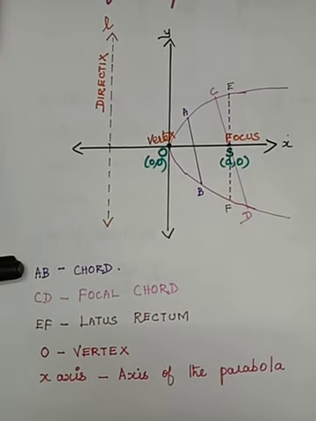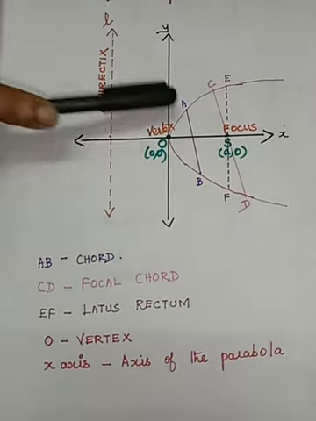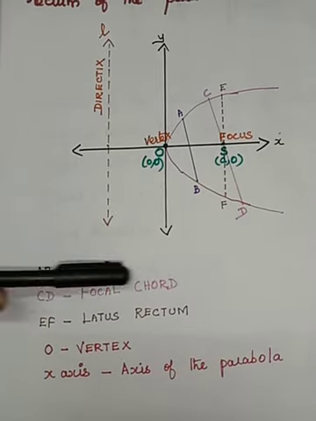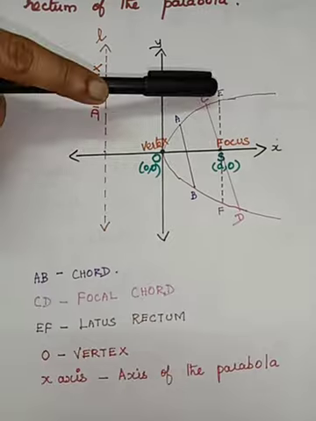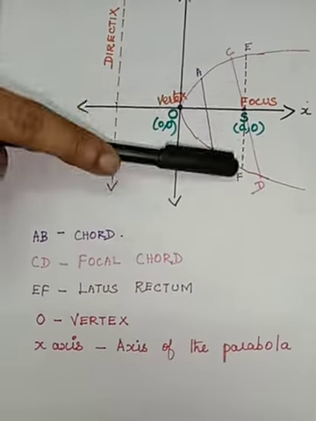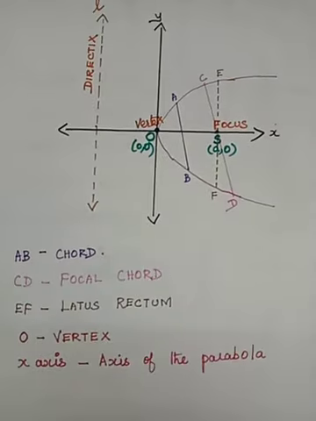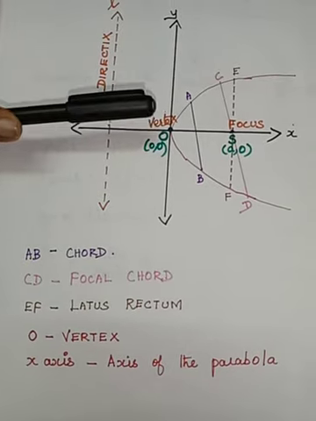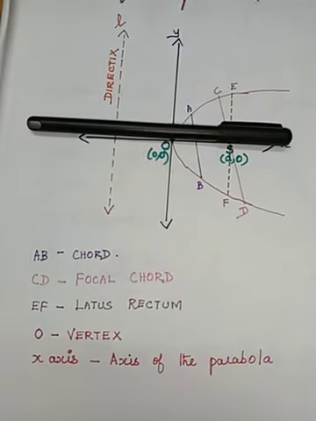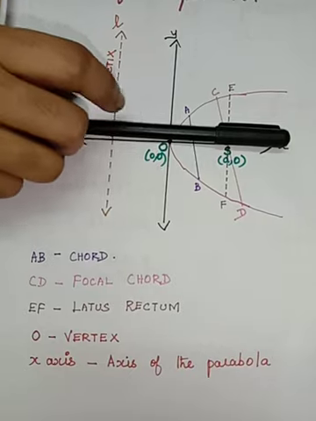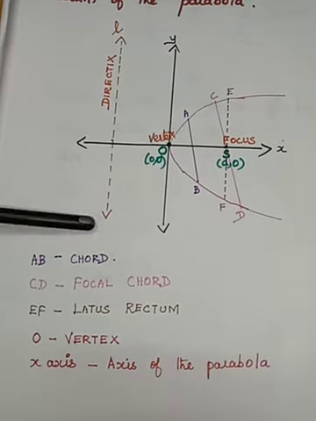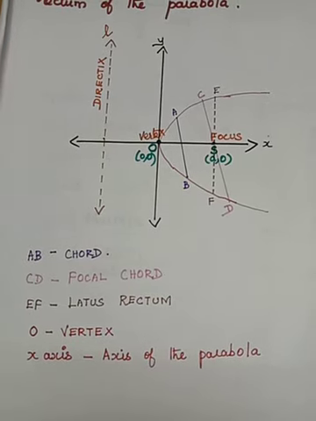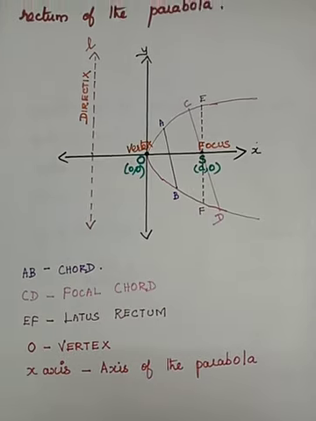See that I have written here, AB is nothing but the chord, and CD is nothing but the focal chord. What is EF? Latus rectum. How is your latus rectum? It's a focal chord which is perpendicular to the axis of the parabola. This O is the vertex, and the x-axis is the axis of symmetry. And what is S? Already we know it is the focus. And what is this L? It is the directrix. These are the results you should know about a parabola.